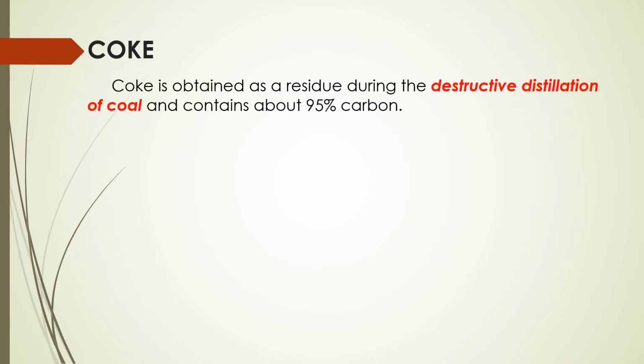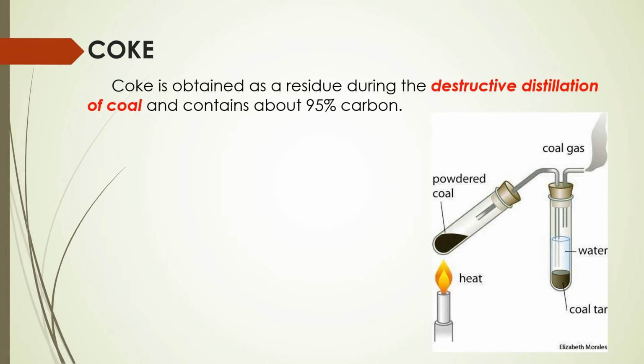Coke is the amorphous form of carbon which is obtained as a residue. Residue means remaining during the destructive distillation of coal, and it contains about 95% of carbon. Now, destructive distillation means heating of any substance in the absence of air. So coke is obtained by the destructive distillation of coal.